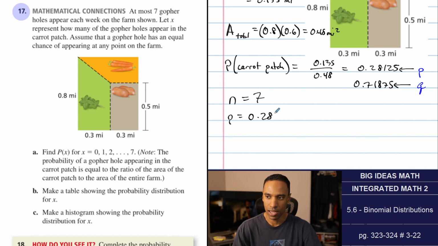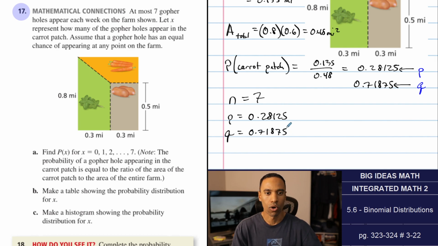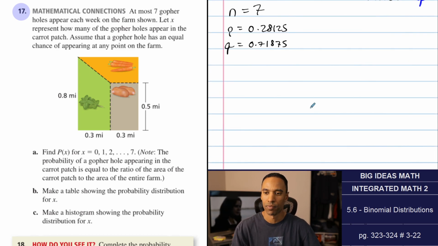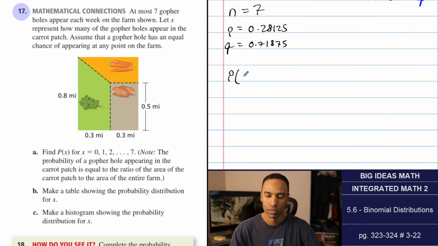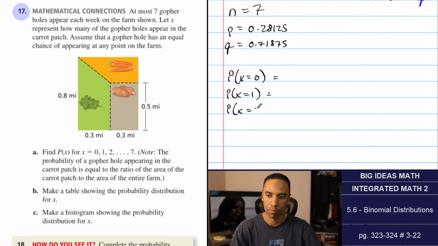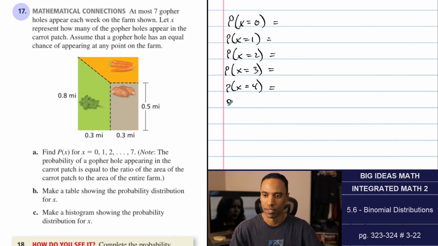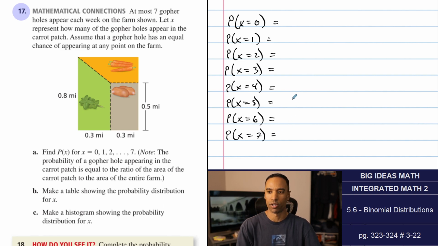P is this guy. Q is this guy. And we're going to find P of X for each of these. So as a whole, not H-O-L-E, W-H-O-L-E, X equals 0 and X equals 1, etc. As a whole, we're going to be doing what we did before. I'm going to use my calculator to do it a little faster. 5, 6, 7. Yeah, this is what makes this take a while. No wonder there are only 22 questions.